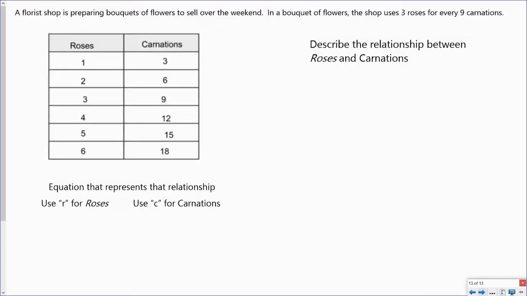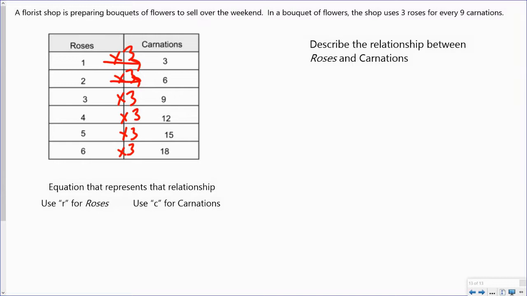And my last one here says a florist shop is preparing bouquets of flowers to sell over the weekend. In a bouquet of flowers, the shop uses 3 roses for every 9 carnations. So again, I want to look at my relationship here. And as I go through my table, I'm multiplying by 3, multiplying by 3, multiplying by 3, multiplying by 3 for all of them.